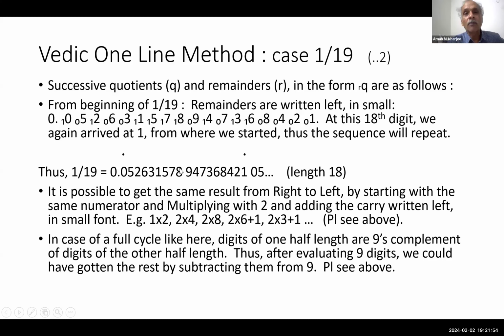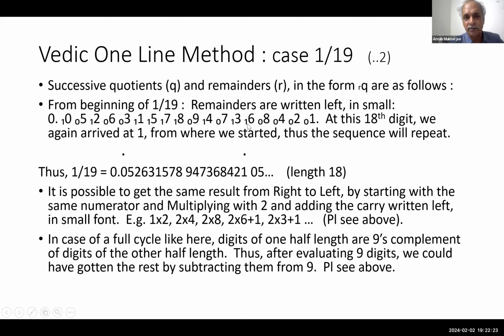Now, I could have gotten this from right to left also. So here, for 1 by 19, we should have started with 1. 1 into 2. 2 into 2, 4. 4 into 2 is 8. 8 into 2 is 16. 6 to the right and 1 as a carry here. Now, 6 into 2 is 12. 12 plus 1, 13.